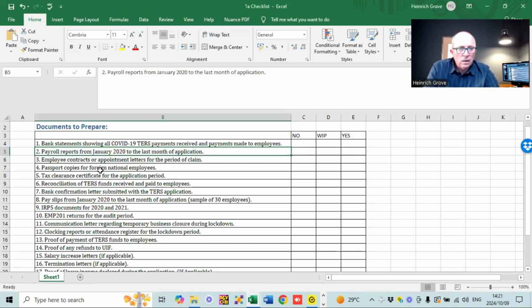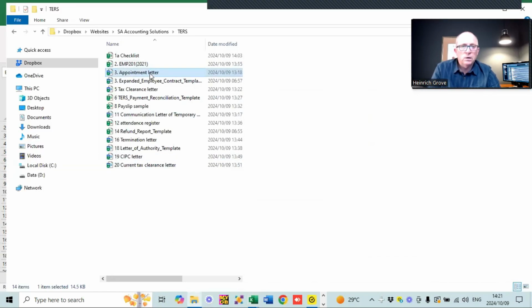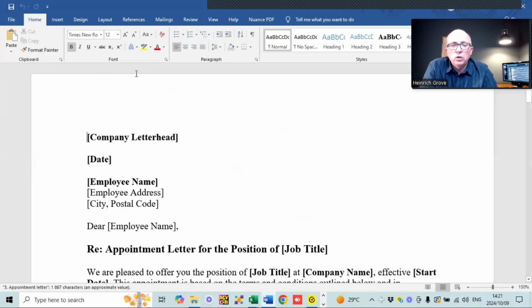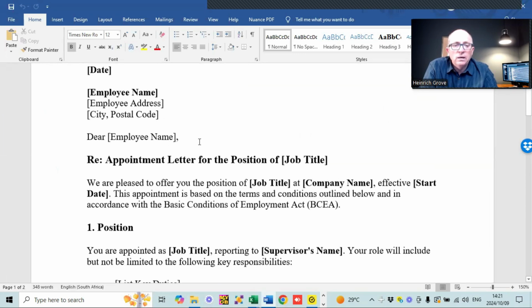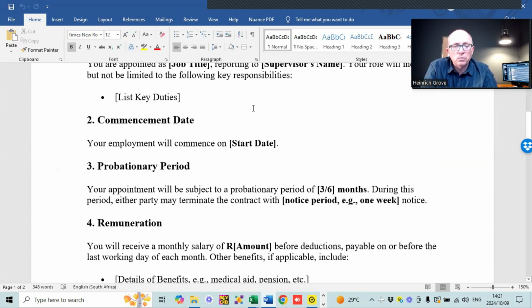And then employee contracts or appointment letters for the period of the claim. Let's have a look and see what I've done there. So under number 3, I've got an appointment letter, because remember they give us 2 options to say either appointment letter or employment contract. So I've created an appointment letter that you could probably just put in your letterhead, put in the dates. Remember, this is going to be the date when he was employed, the employee name, his address. So this is just the appointment letter. Everything with these brackets, you put in your stuff and say what the conditions were. Just keep it as basic as possible.